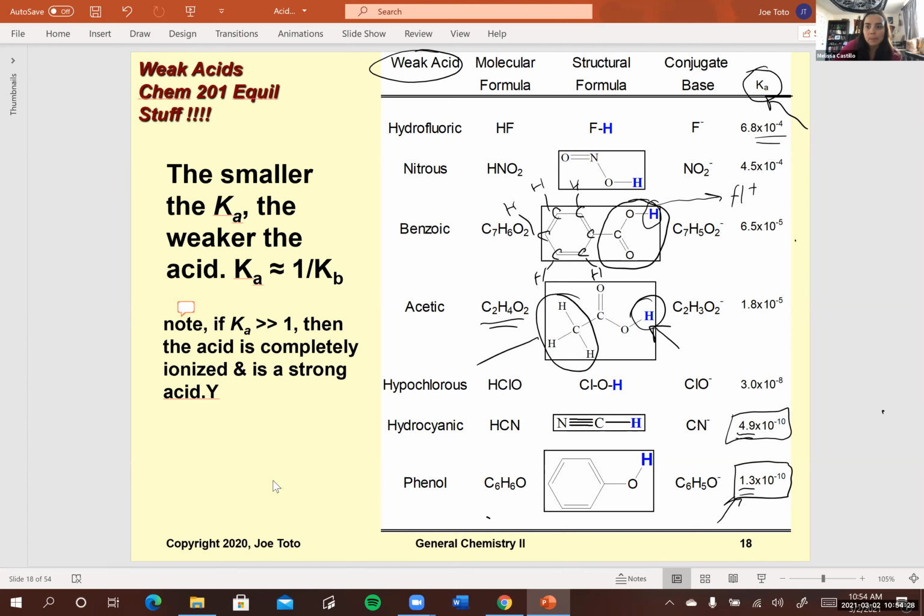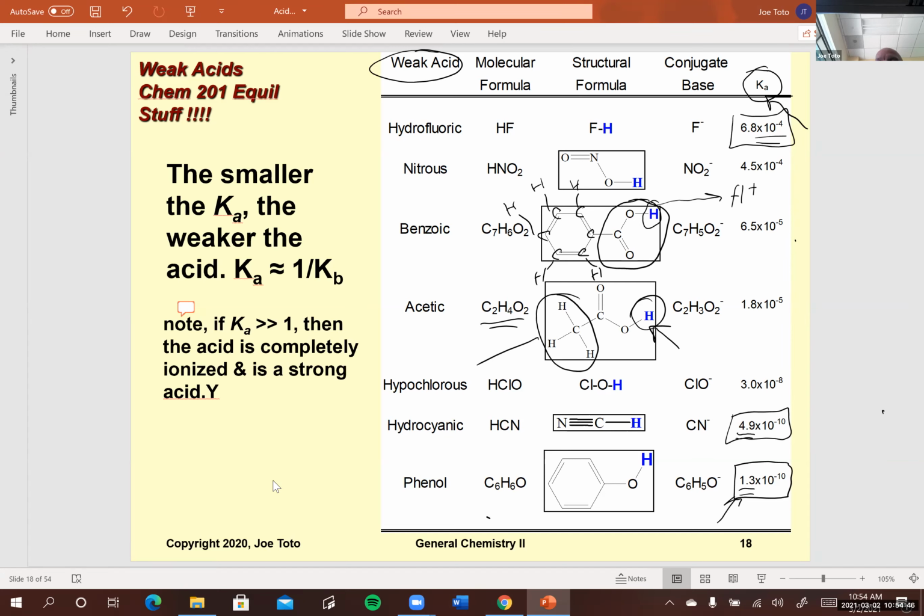Hydrofluoric acid? Correct, because it has the largest. Is hydrofluoric a strong acid? No. No, it's not. It's just the strongest one in this list. They're all weak, though. All right, great.